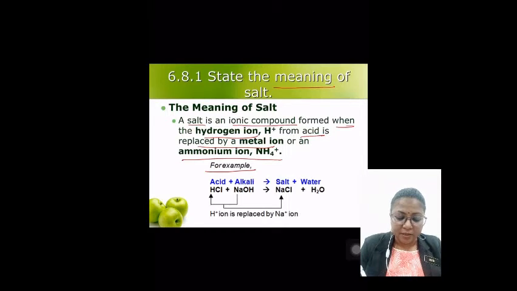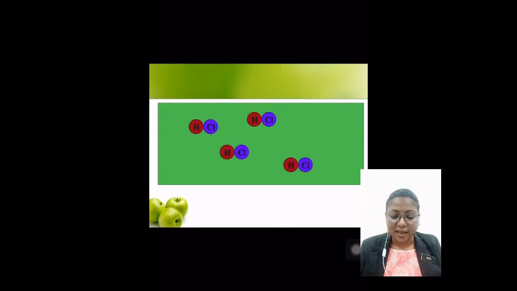So, for example, you look at the acid and alkali. The acid has hydrogen ion and chloride ion, and the alkali has sodium ion and hydroxide ion. So, the chloride ion will remain the same. The hydroxide ion will remain the same at their places, but the sodium ion will replace the hydrogen ion, giving you sodium chloride. So, that's how it forms.